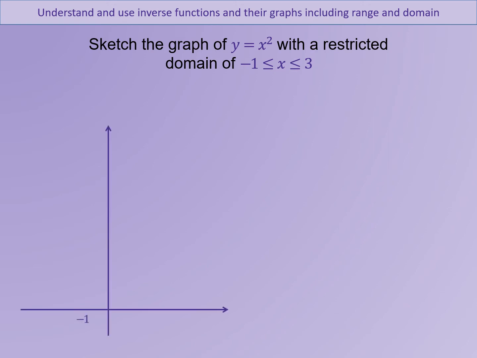So, if you've drawn the graph, there's the restricted domain. So it looks like that. We're ignoring the fact it carries on up there, and we're ignoring the fact it carries on up here. We're only interested in these two values.